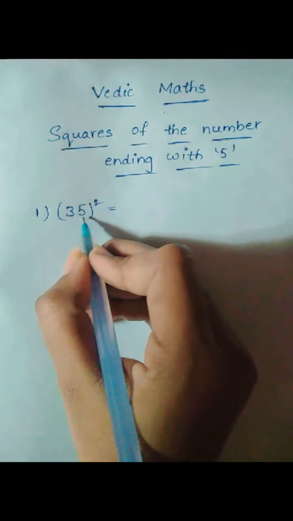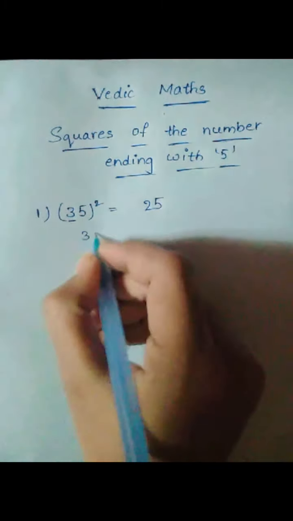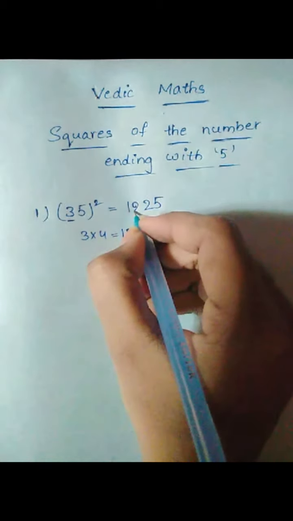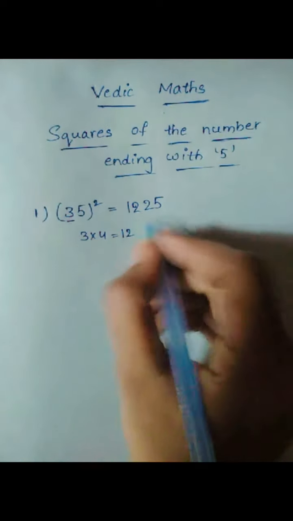First example. 35 whole square. First we have to write this 5 square is equal to 25 and next number is 3. We have to multiply it with this successive number. 3 into 4 is equal to 12. So 35 square is equal to 1225.